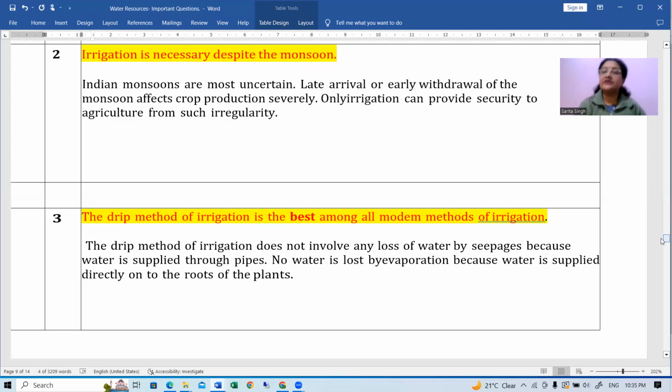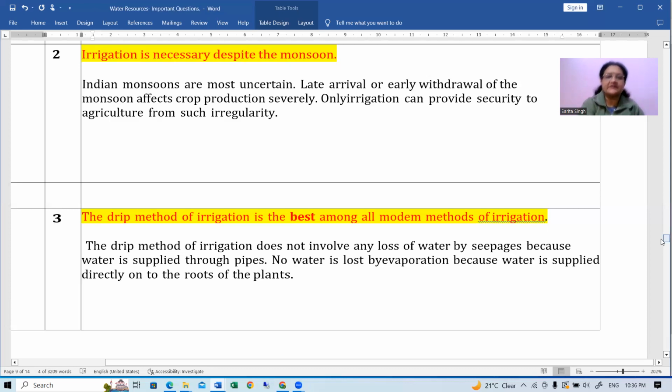Next is the drip method. The drip method is one of the modern methods of irrigation, and out of all the different methods of irrigation, it is considered the best. The reason is that it does not involve any loss of water by seepage or by evaporation; the loss of water is minimum. Because water is supplied through pipes, there is no loss by evaporation, and because it comes directly to the roots, there is no seepage.